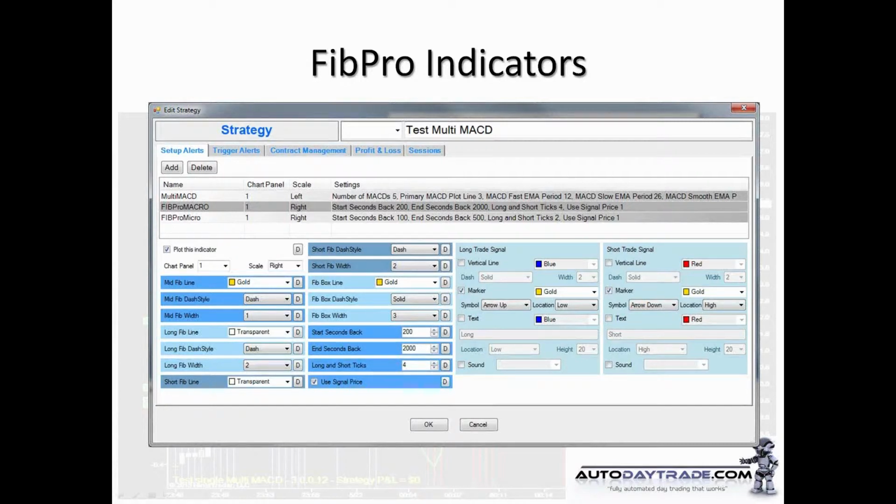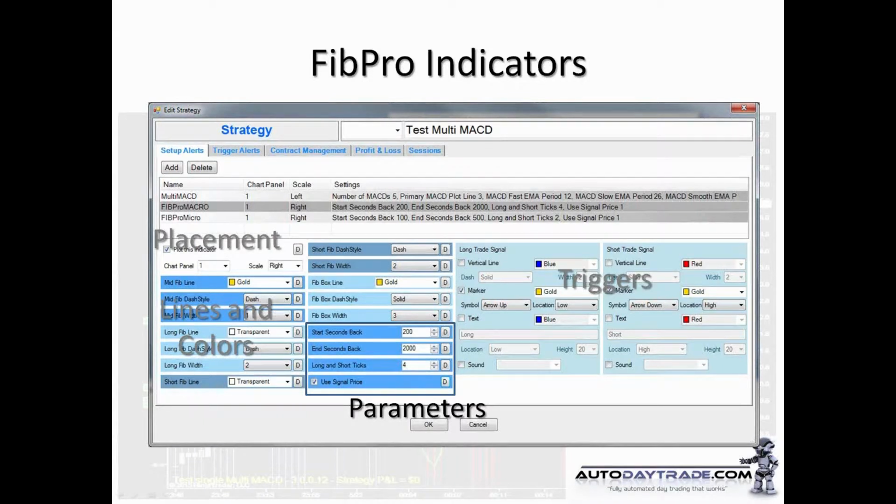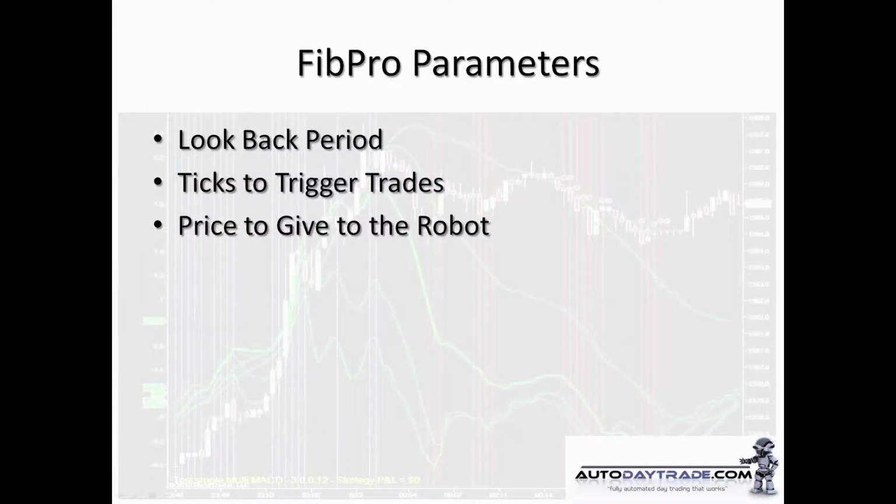The FibPro definition, like most of our robots, is divided into 4 sections. We're going to ignore the other sections since they are similar to the settings in the MultiMACD, to concentrate on the parameters section. This is a fairly easy indicator to set up. You tell it how far to look back, how far off the price to trigger trades, and what price to render up to the robot.